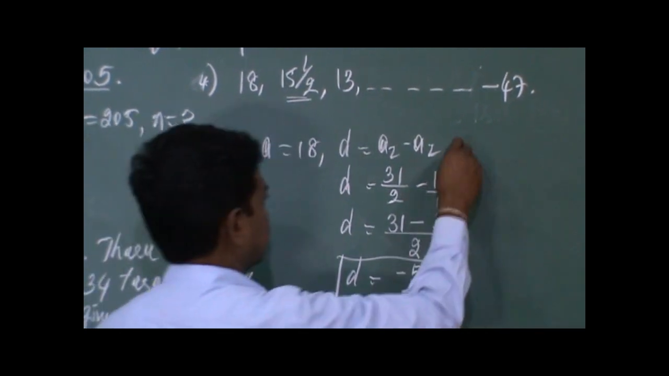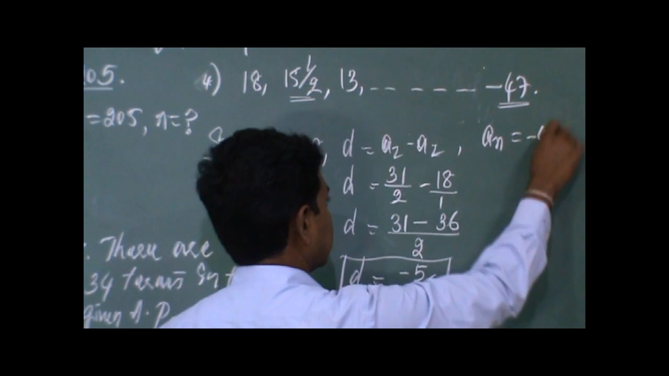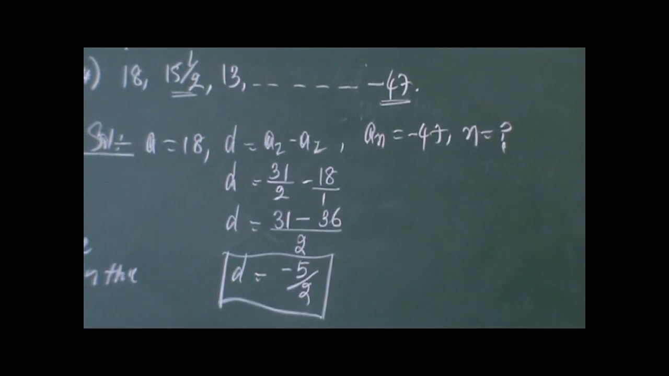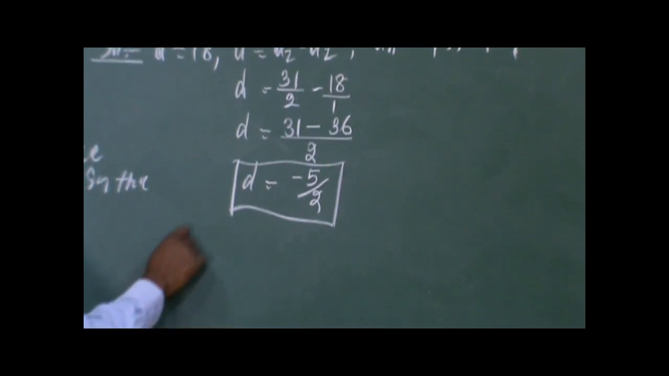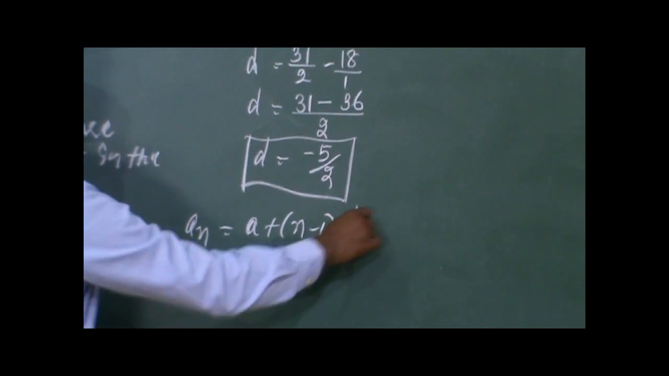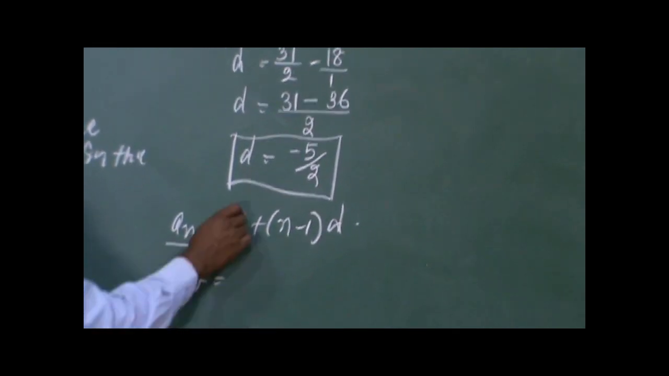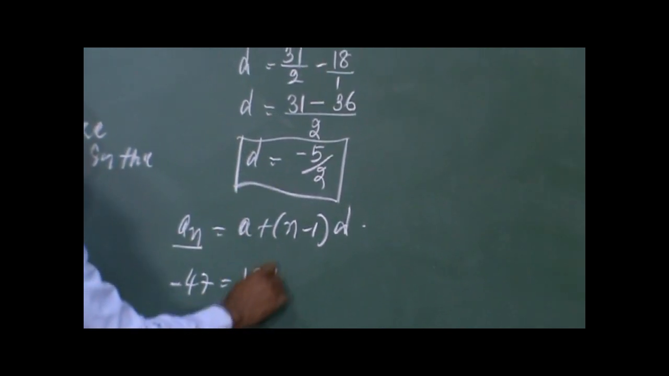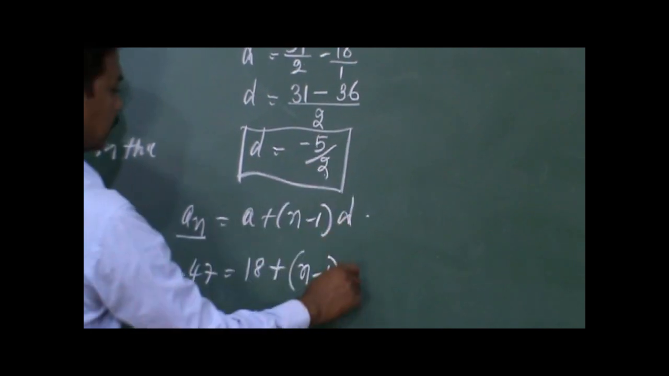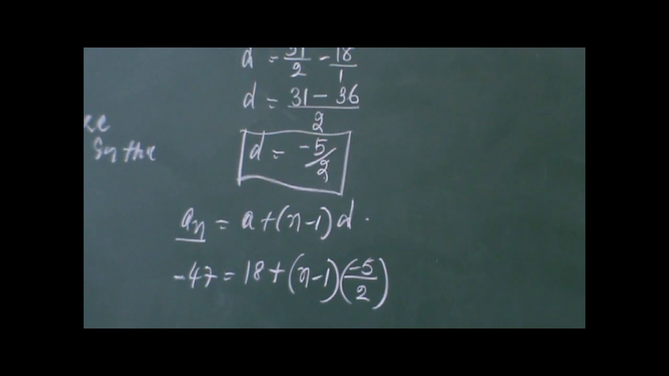Next, consider this as the nth term. So A_n is equal to minus 47, and we have to find the value of n. So we will go with the formula: A_n is equal to A plus n minus 1 into D. The nth term is minus 47, substitute that. A is 18 plus n, which we have to find out, minus 1 into D, which is minus 5 by 2. Please keep it inside brackets.